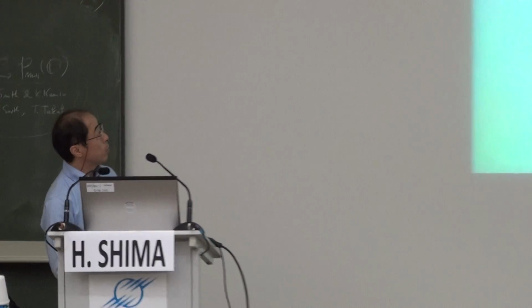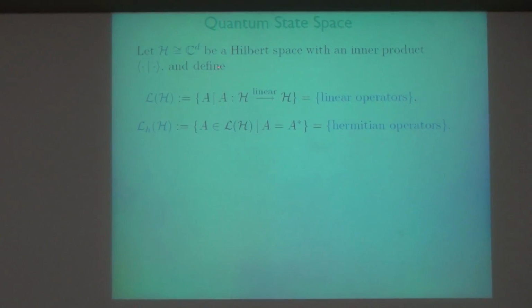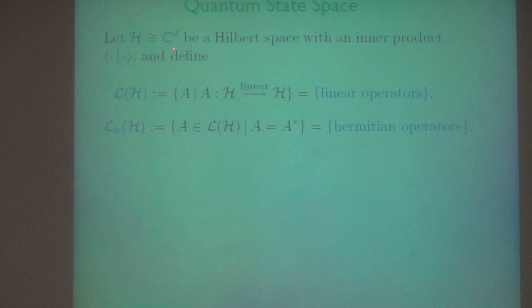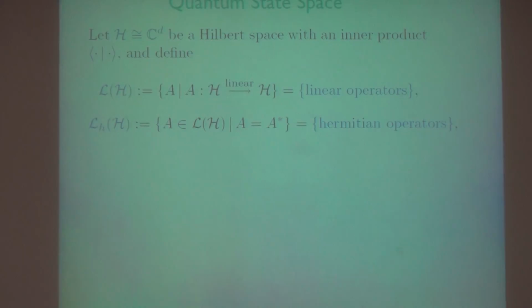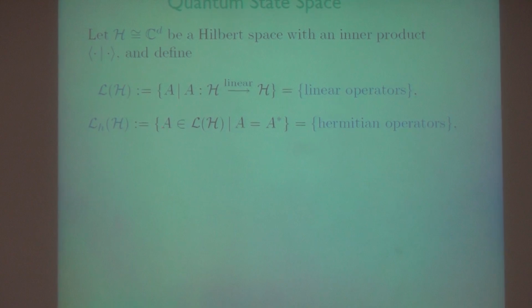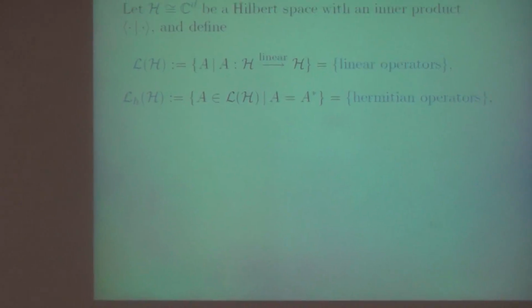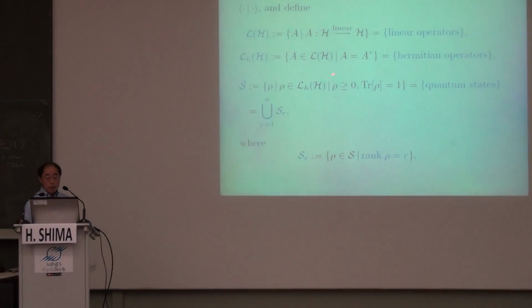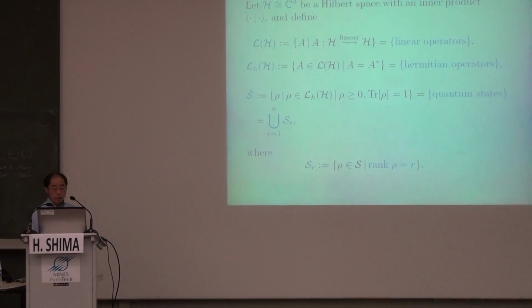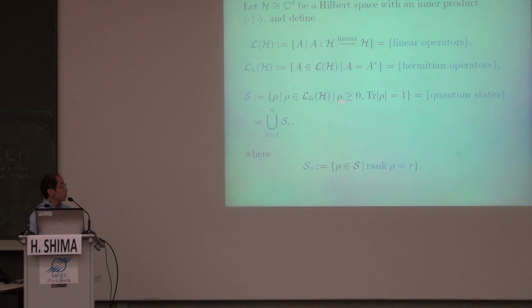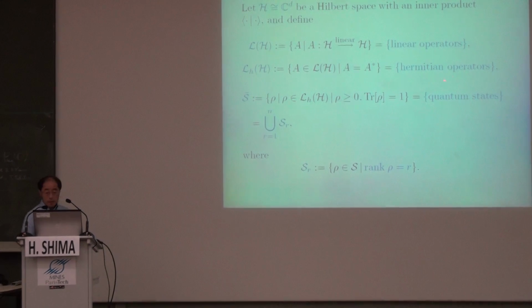Let me proceed to quantum. Let H be a Hilbert space with an inner product of this form, and whose dimension is assigned to d. Define L(H) to be the totality of linear operators on H, and L_h(H) the totality of Hermitian operators. S-bar denotes the totality of density operators. That is, a Hermitian operator rho which is non-negative definite with trace one is called a density operator, and S-bar is the total set of such density operators. In quantum physics, this is the set of possible states of the system.